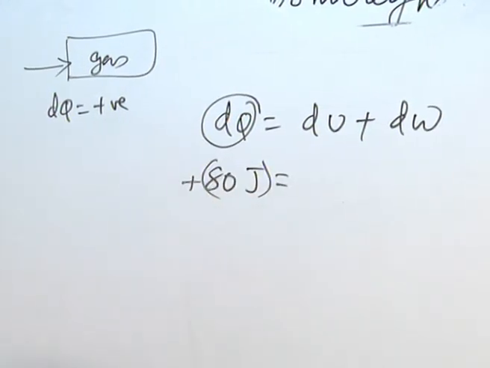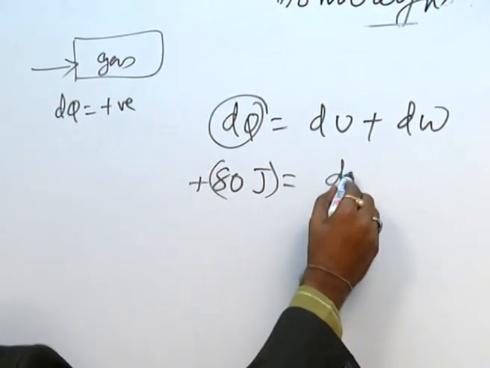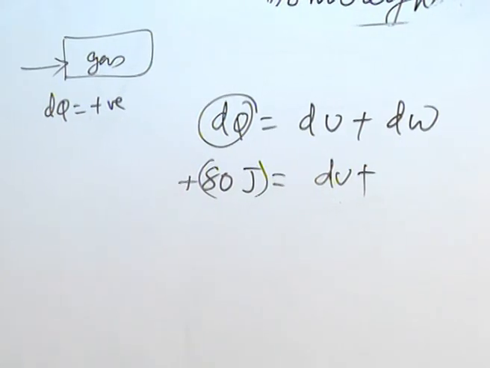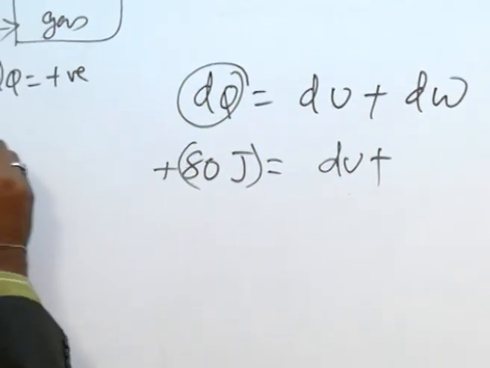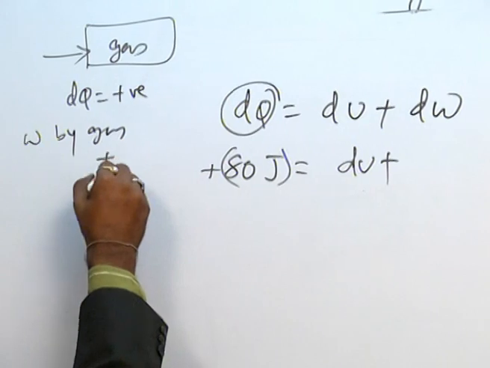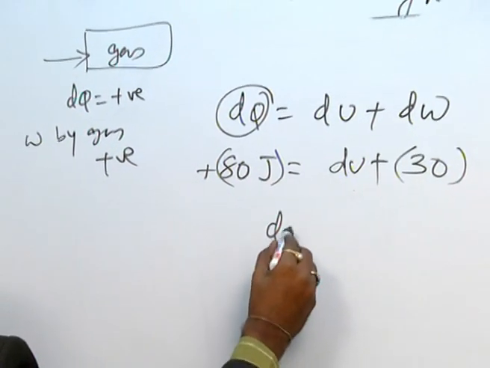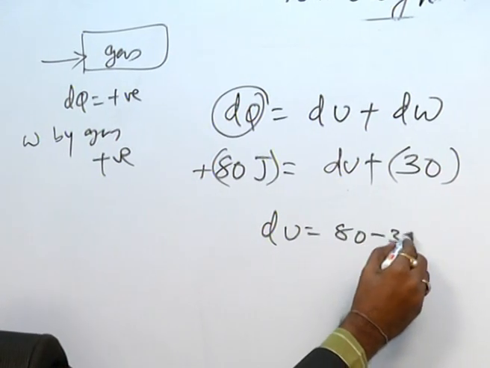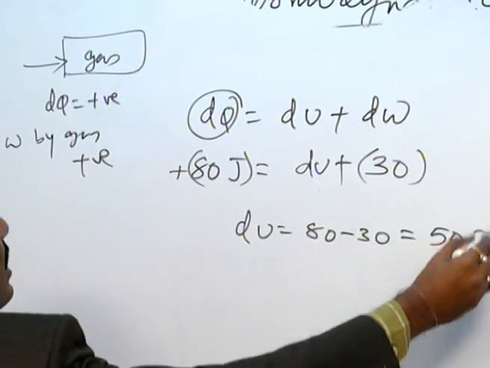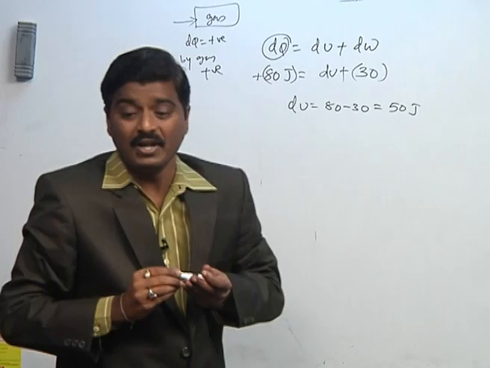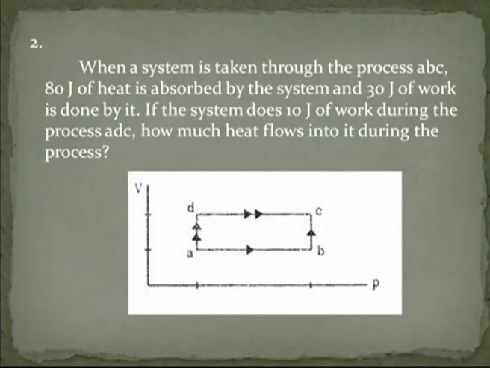Next, dU is not given. After that, dW: work done by the gas is always positive. So here dW is equal to 30. So dU is equal to 80 minus 30 joules. This will be 50 joules during the first process, that is called ABC.